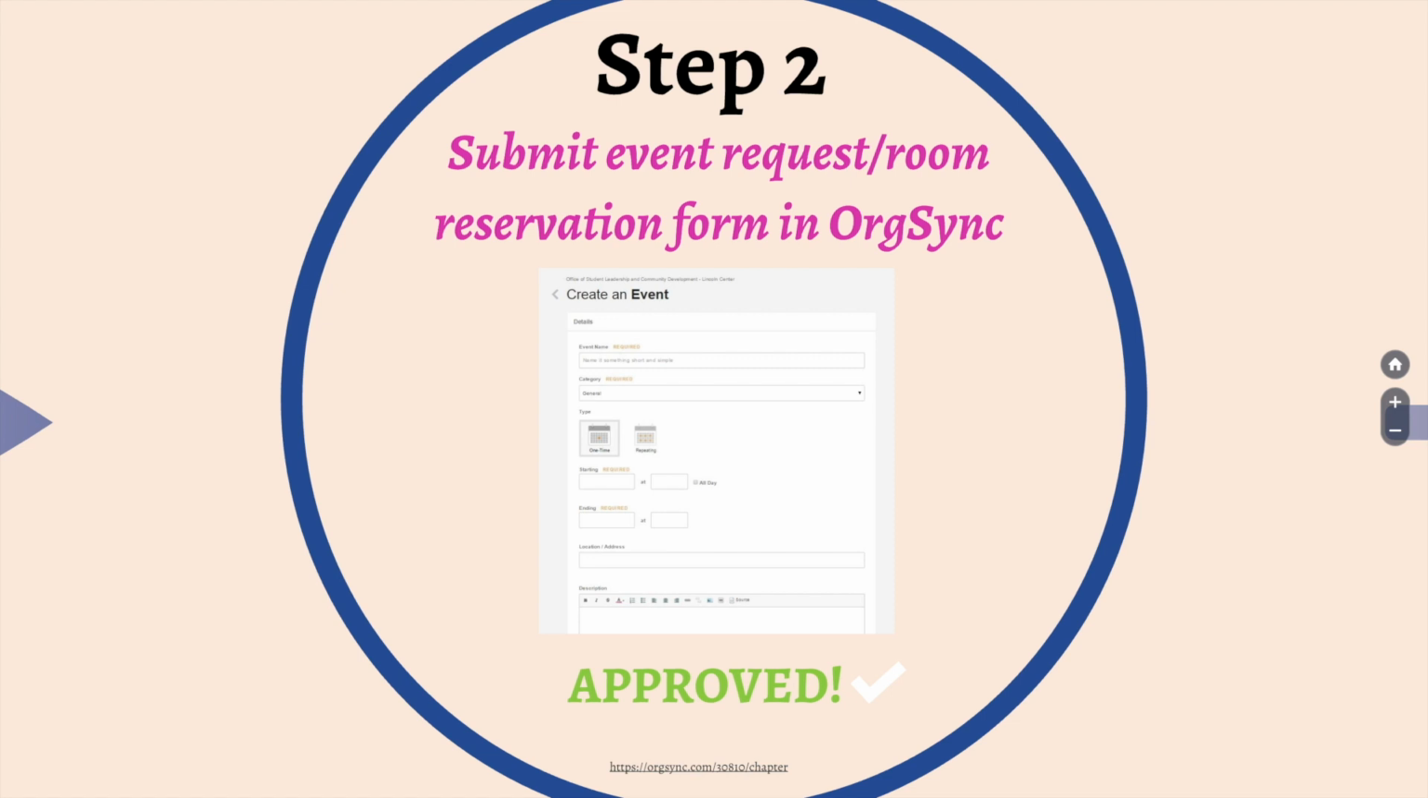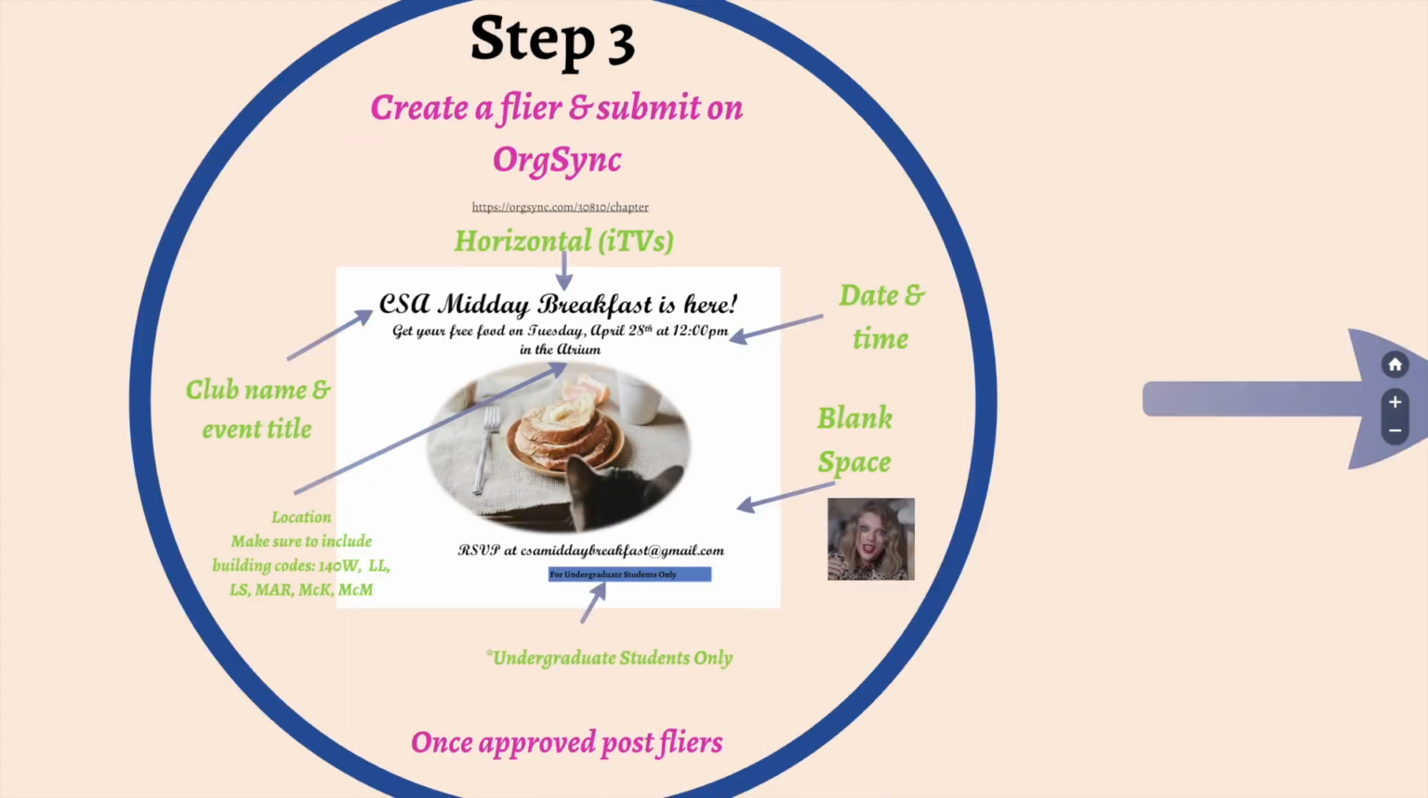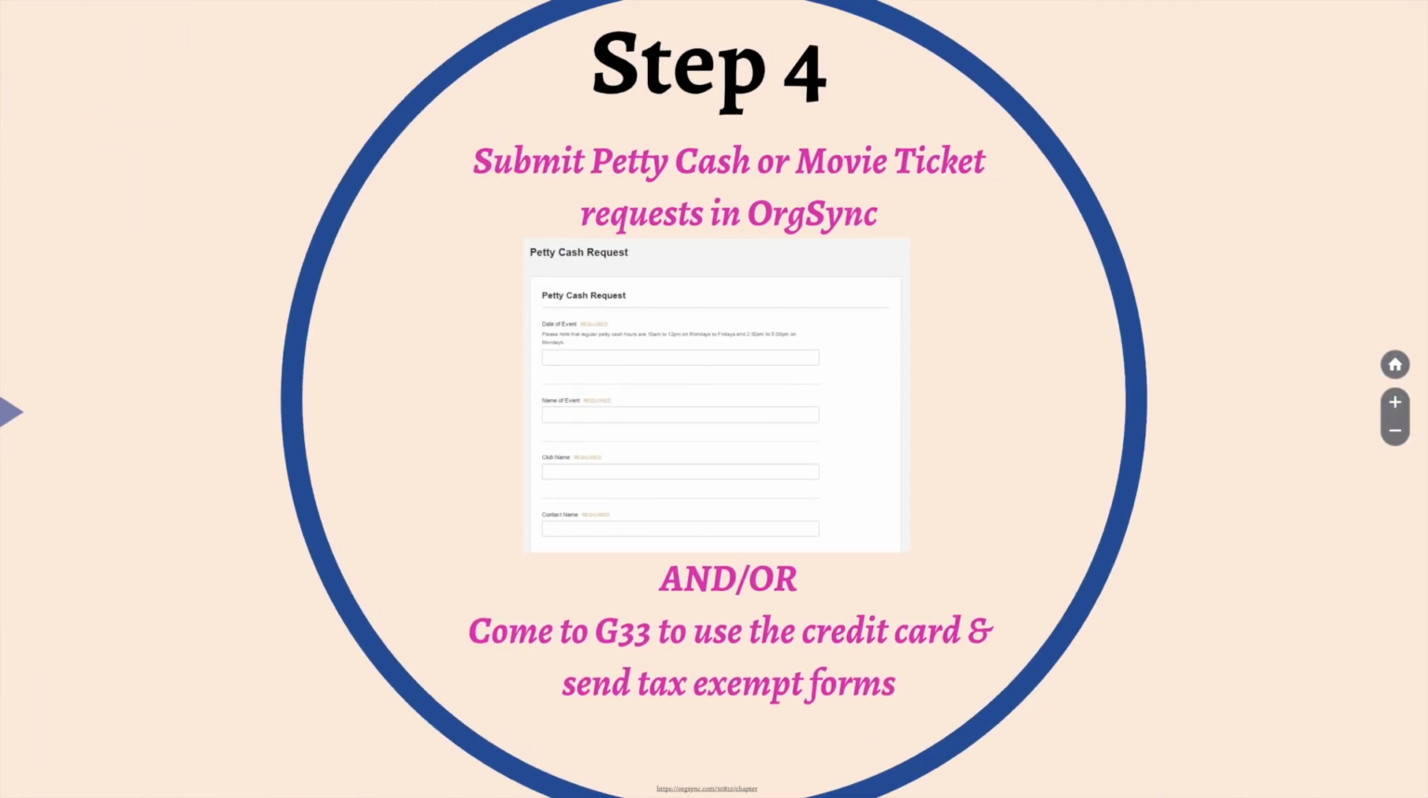Once your event request is approved, create a flyer and submit it on OrgSync. Make sure that if you want it on the ITVs, it's in a horizontal format. It has your club name and event title, your location with the building code, the correct date and time, a blank space for the office stamp, and for undergraduate students only. Once the flyer is approved, you can post your flyers on campus.